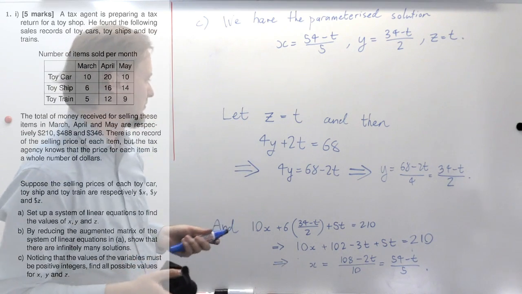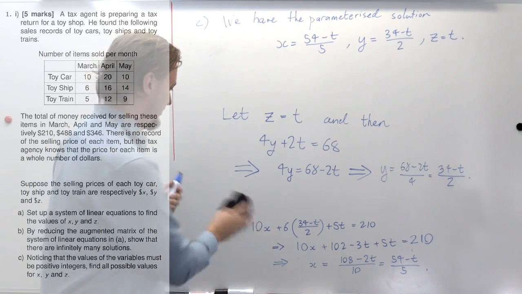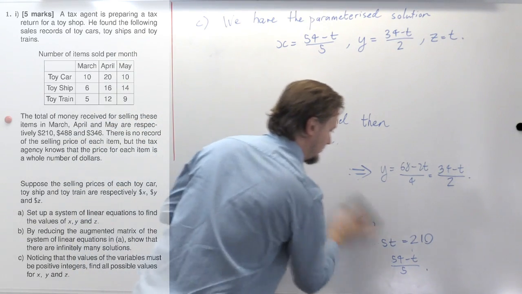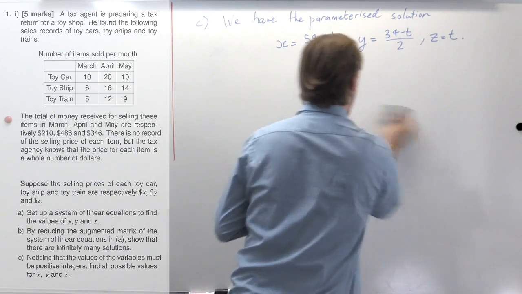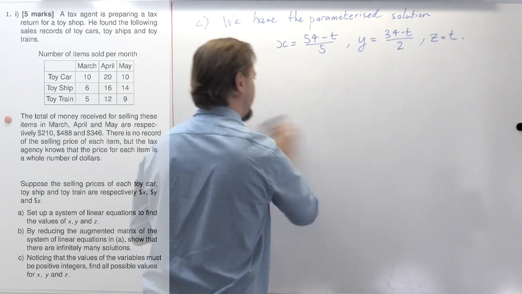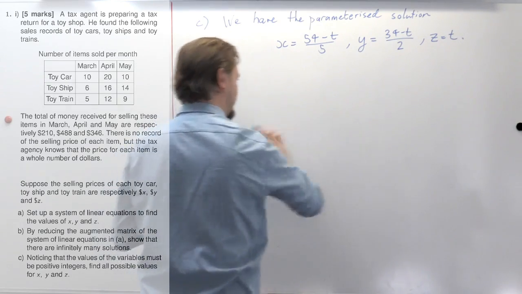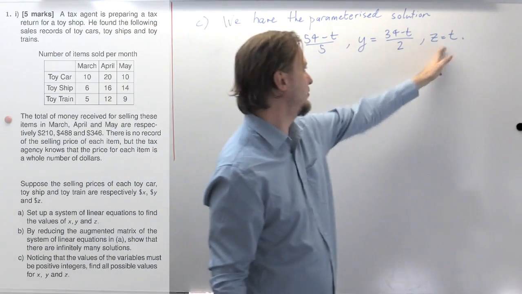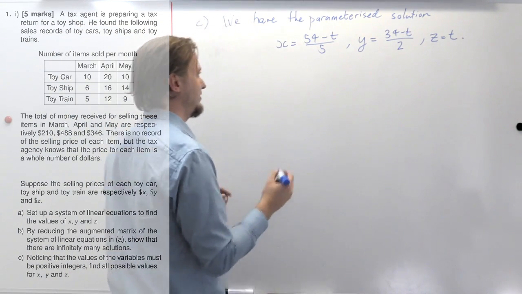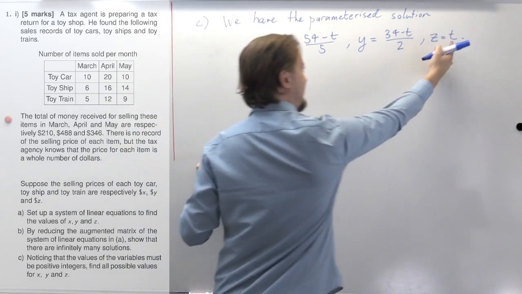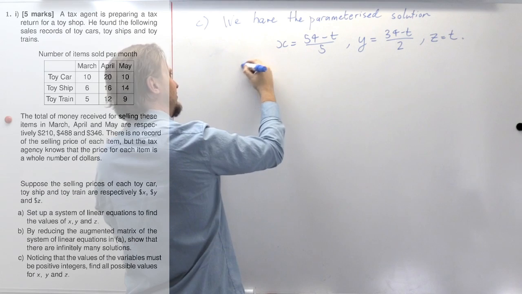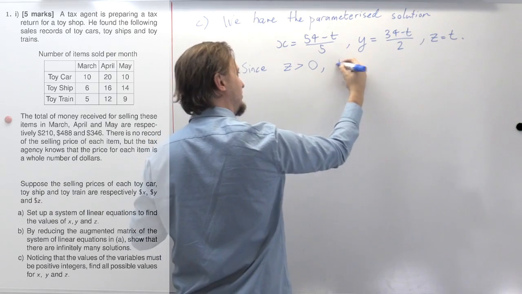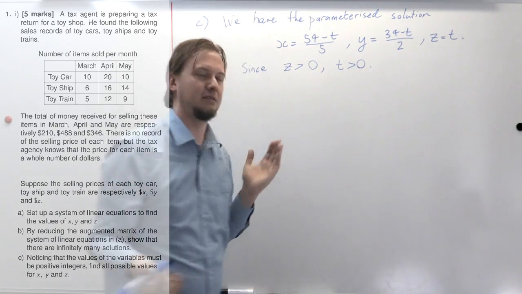Now, first things first, we know that these all should be positive integers, positive whole numbers. So we can see what that tells us. If we look at these three things, it actually gives us a little bit of information. So we know that t has to be positive. Since z has to be greater than 0, that implies t is also greater than 0, because they are the same.